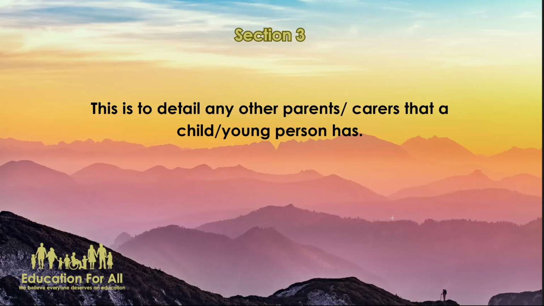Section 3 is the details of any other parent carers that a child or young person has. So for example, there's me and my husband, I make the appeal on my details and then go in section 3 with my husband's because he still wants to be a part of the appeal.